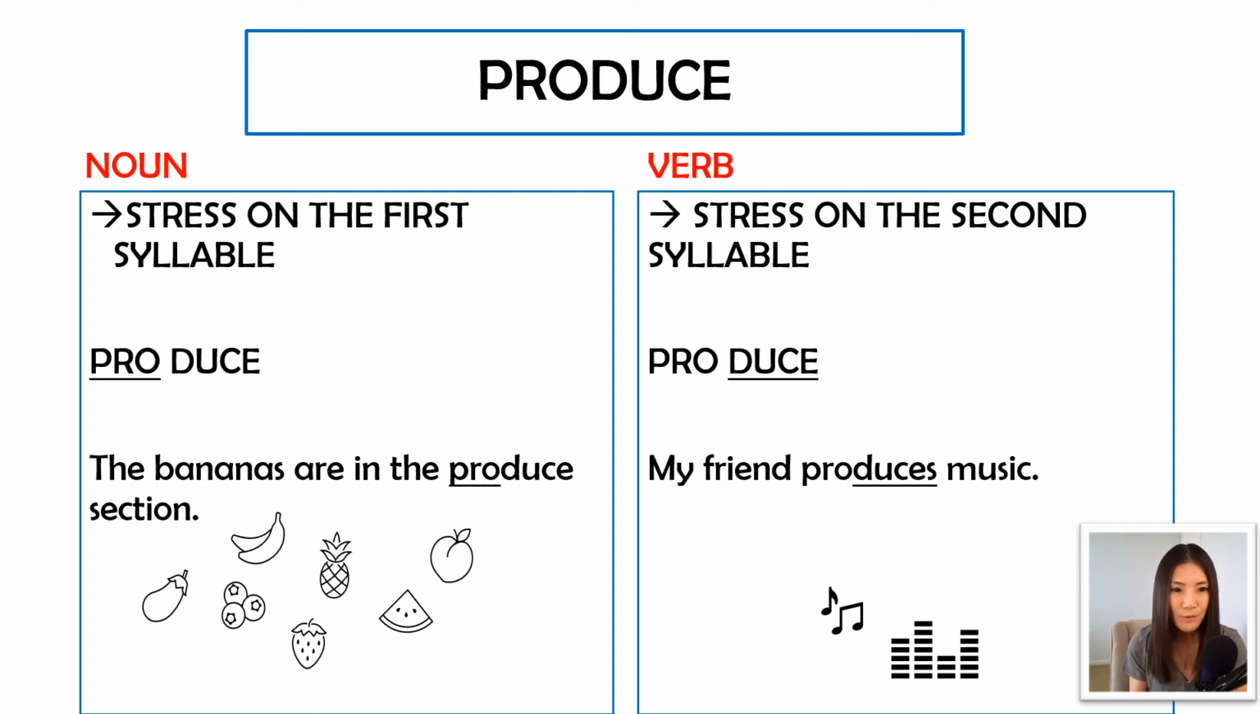For example, on the left, it says we're going to stress the first syllable because it's a noun. Produce. The bananas are in the produce section. If you look to the right, for the verb, we're going to stress the second syllable. Produce. My friend produces music. So it's noun produce versus verb produce.